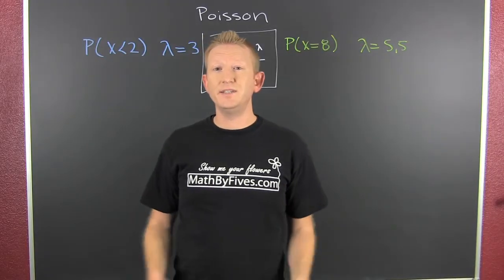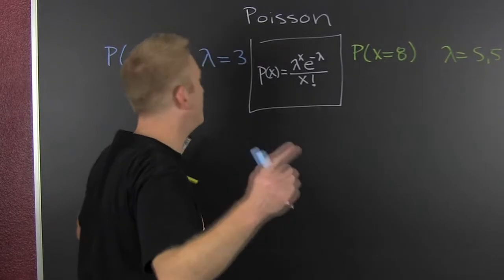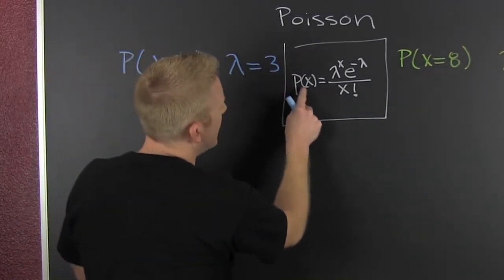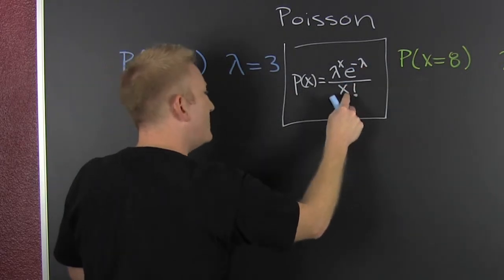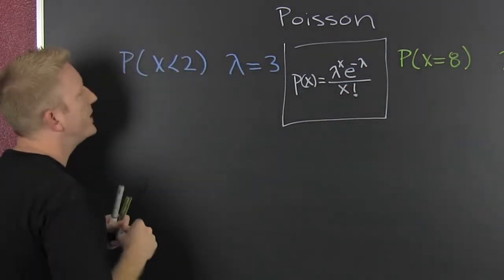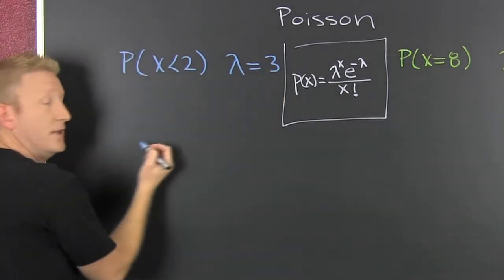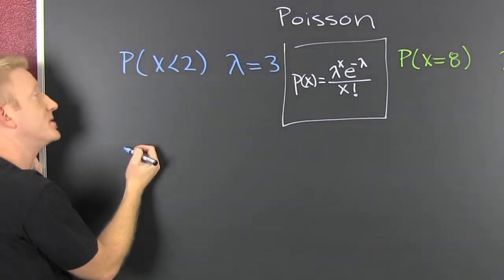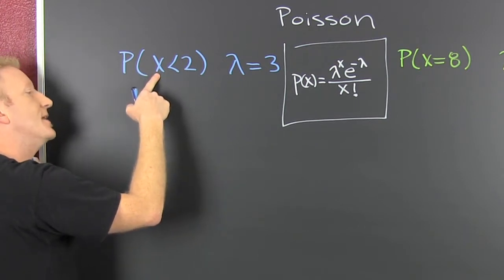Finding probabilities using the Poisson formula. We're using this: P of x is lambda to the x, e to the minus lambda divided by x factorial. Lambda is 3. The average occurrence in this interval is 3 times. We want to know the probability that it is less than 2.